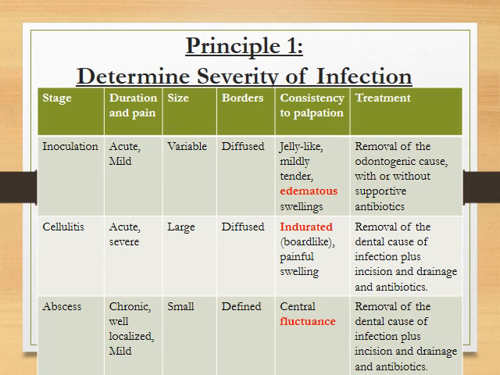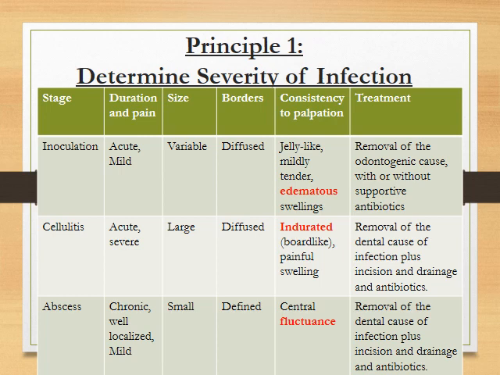When I palpate the abscess, I can feel a hard definition, hard tissue around the abscess. I can differentiate between the infected tissue and the normal soft tissue around it. The important landmark that I can judge by, to know which stage the infection is in, is the consistency on palpation.